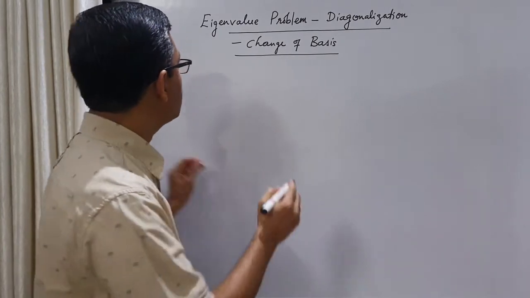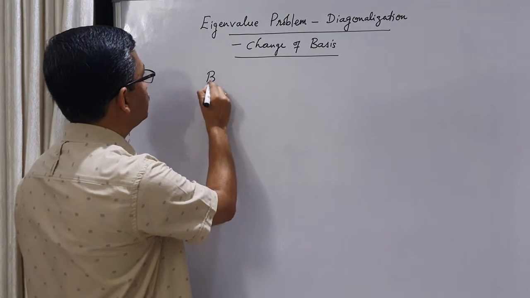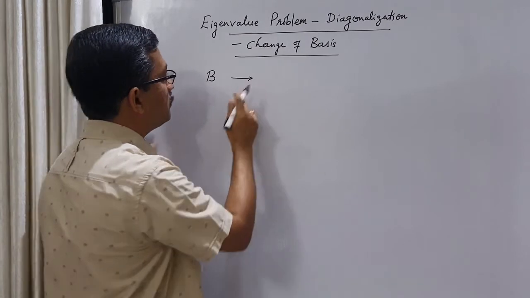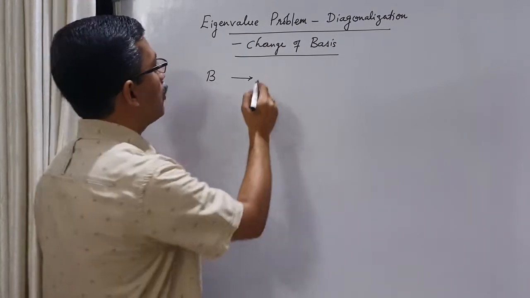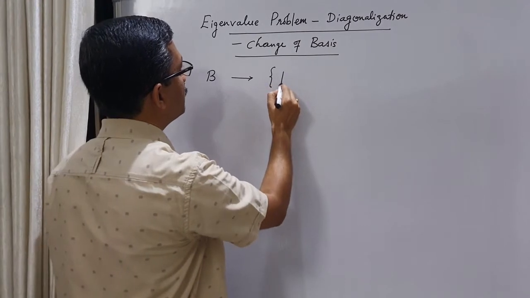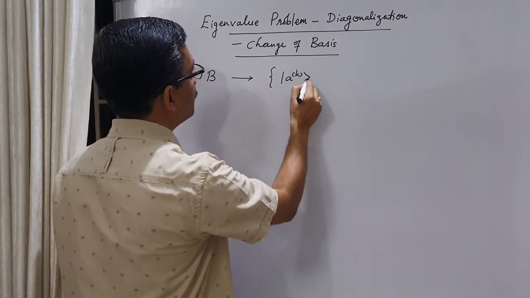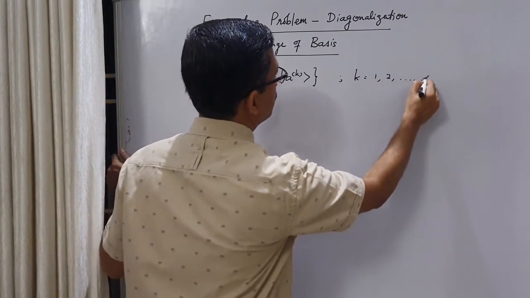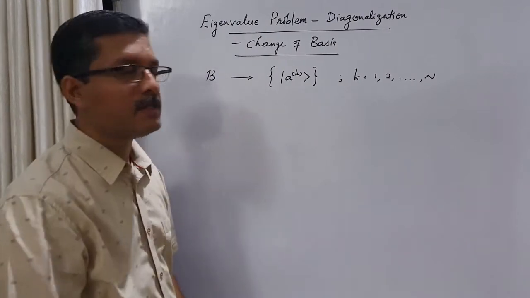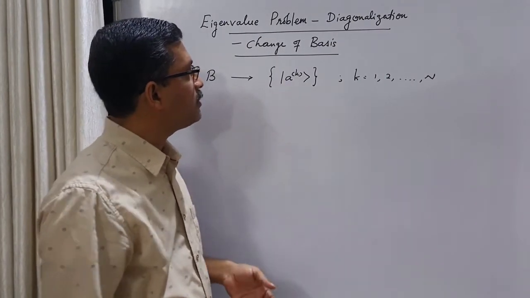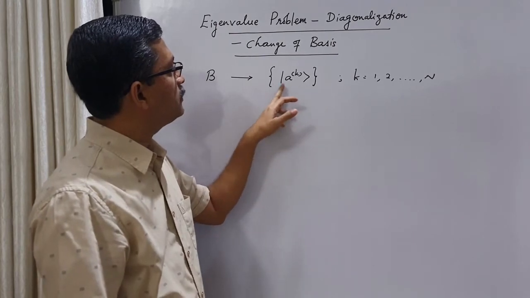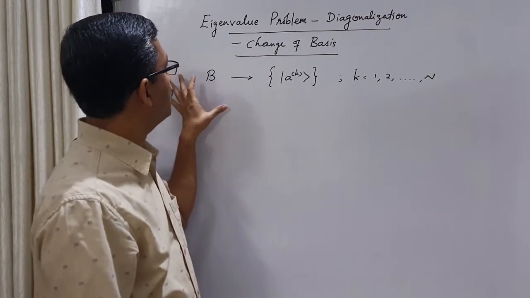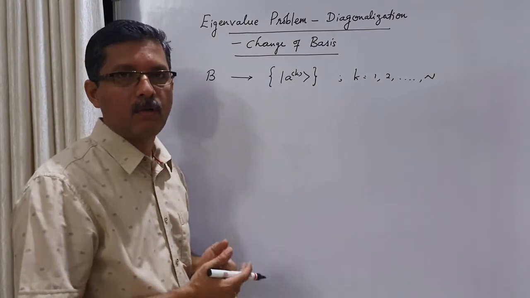Okay, let us consider an operator B. Now suppose its matrix elements are known in the basis, let us say ket A_k, where this k runs from 1 to n. Suppose we are in an n-dimensional space, so there are n bases. So this is the old basis, and in this basis the matrix elements of this operator B, or the matrix B, are known.